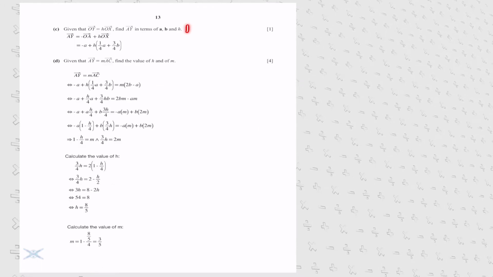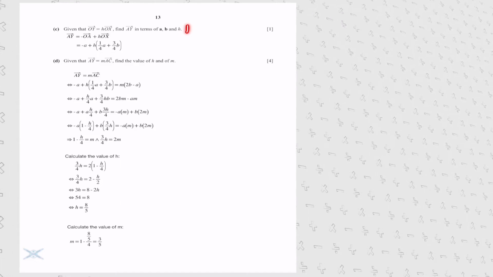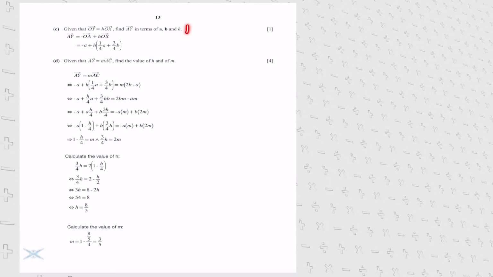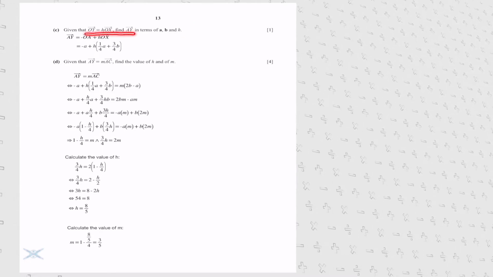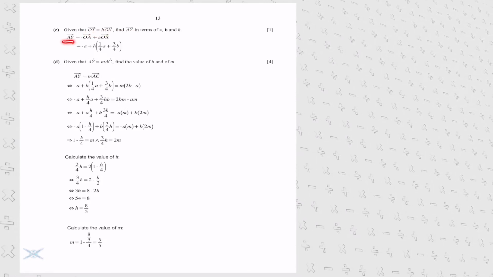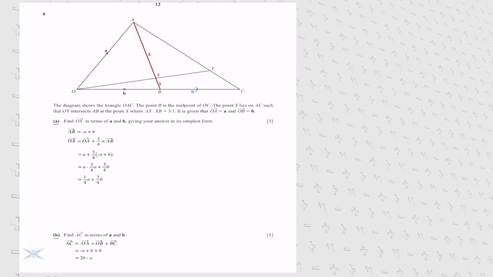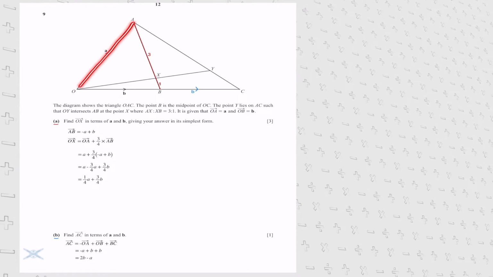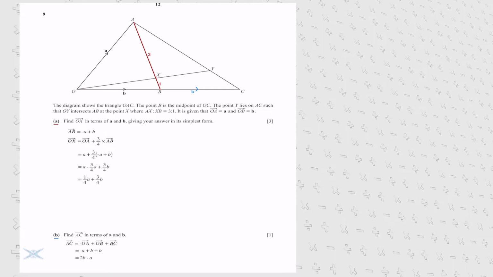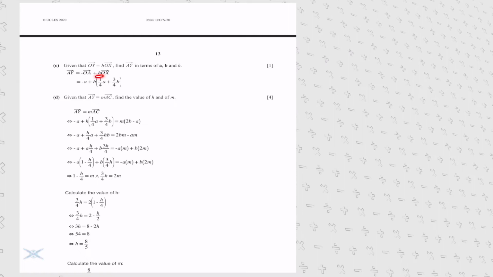Part C of exercise 9 states that given that the vector OY equals h multiplied by the vector OX, we are supposed to find vector AY in terms of A, B, and h. Considering the statements that we are presented with in this part of exercise 9, there's only one way to approach this exercise, which is by getting from A to Y via O, which means negative OA, which is the same as vector AO equals negative A, and from there we are required to travel from O to Y over X, which is represented by the expression h multiplied by OX.